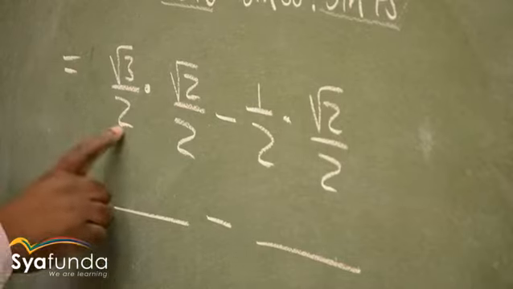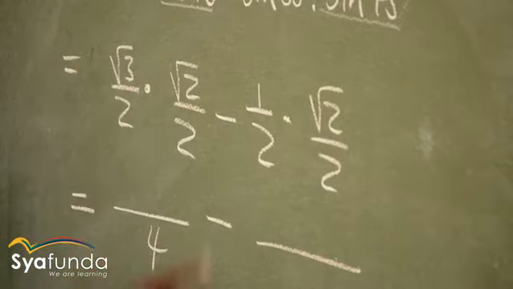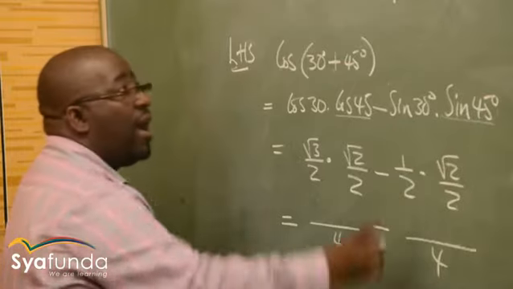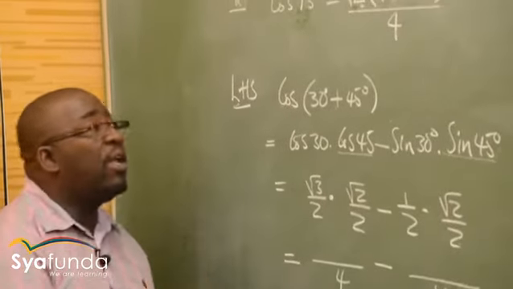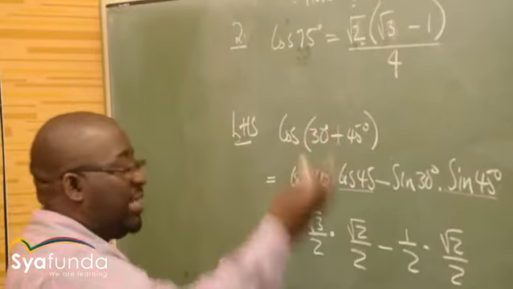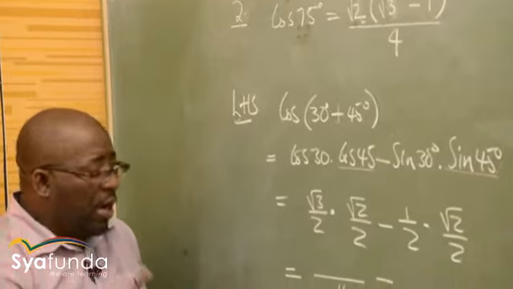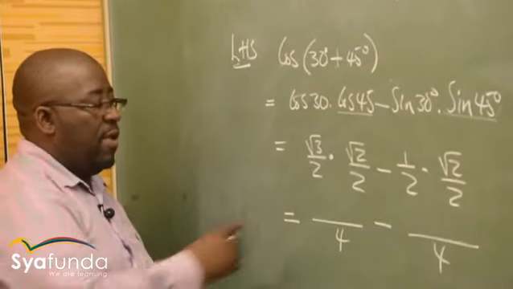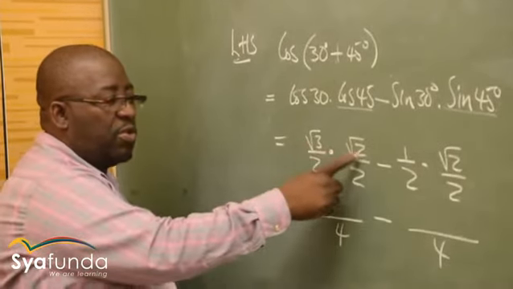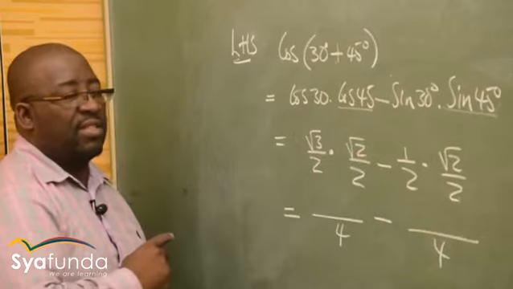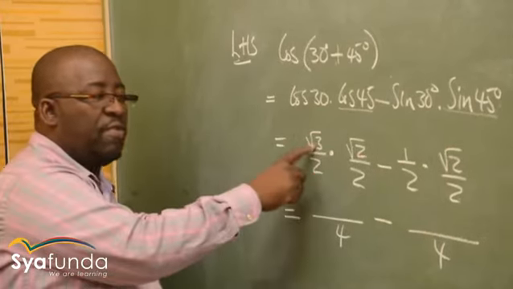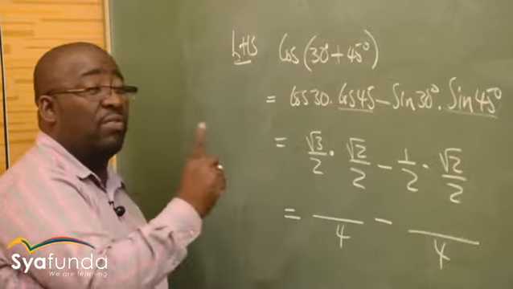It's easy, this one. 2 times 2, it's 4. 2 times 2, it's 4. There is 4 coming out now. It was hidden somewhere here. Now I can see it coming out to 4. Let's multiply the numerator. What is root 3 times square root of 2? It will give us square root of 6. What is square root of 3 times square root of 2? It will give us square root of 6.